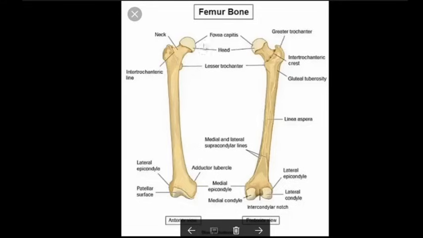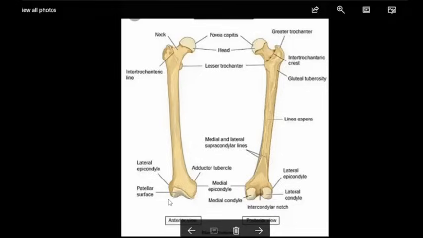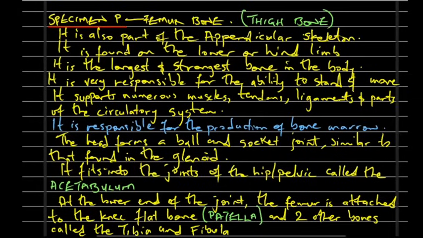We can see the head of the femur now, so it fits into the acetabulum perfectly. And then underneath here we have the patella facing this place here, and the two bones are attached as well to this part here. So that is that about the specimen P. So we move further to talk about specimen Q. Specimen Q now, talking about the lumbar vertebrae.